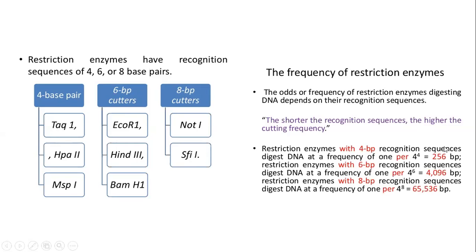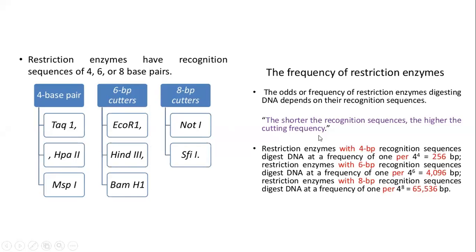But given the genome base pairs, the human genome is 3.2 billion base pairs. How many restriction sites can you find in humans? What frequency can you find? Basically, given the 4 base pair cutters, the frequency is 4^4. In a given 256 base pairs of distance in the genome, you can find one 4 cutter, and in about 4,000 base pairs, you may find one 6 base cutter. 8 base cutters are very rare. You might go around 65,000 base pairs in length to find one cutter of 8 base.